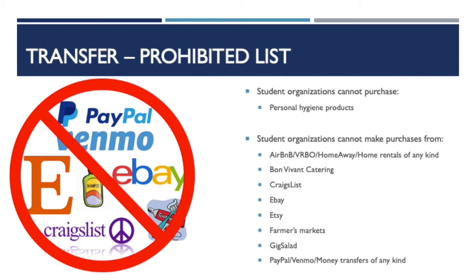Before submitting a transfer request to reimburse a department, be sure to check that their purchase is not prohibited or restricted. The UCAE Business and Finance website has a list of prohibited items, restricted types of purchases, and vendors that cannot be used. Student Affairs policy dictates that graduate student organizations cannot purchase personal hygiene products, and this includes reimbursing a department for such items as well. In addition, student organizations cannot reimburse departments for making purchases from Airbnb, Craigslist, eBay, and Etsy, to name a few.